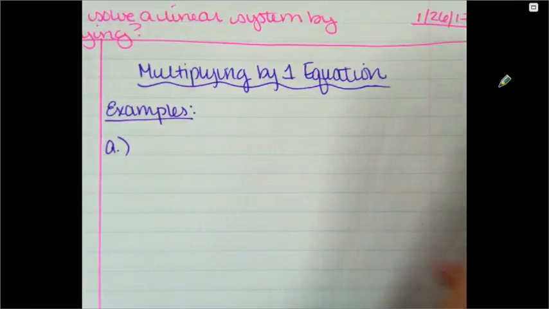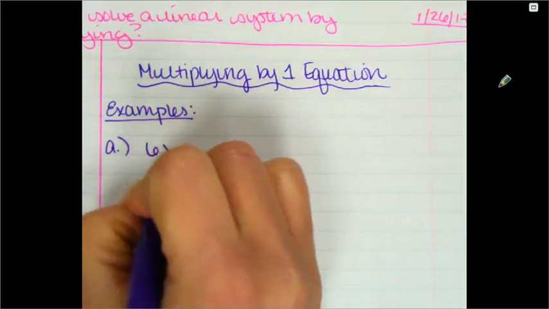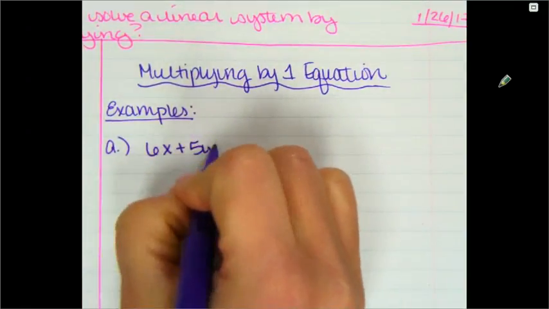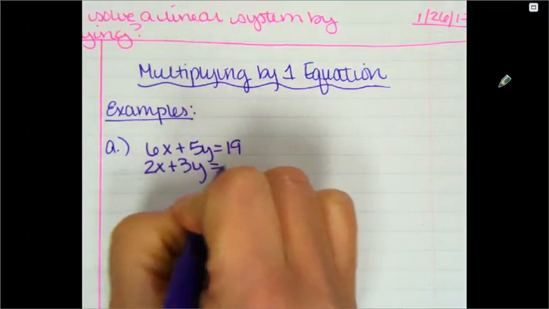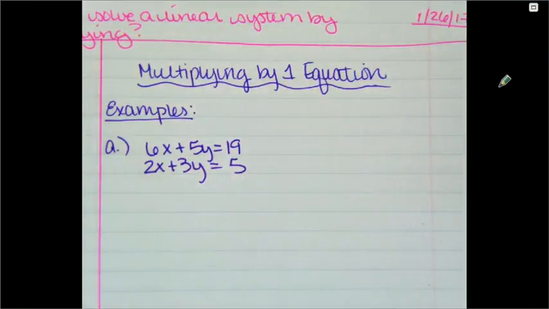Alright, first example. 6x plus 5y equals 19, and 2x plus 3y equals 5. You're going to start off by always looking for opposite coefficients first. Do you have opposite coefficients? No. Then you ask yourself, this is the process your brain goes through: if I don't have opposite coefficients, do I have the same coefficients? And your answer should be no.